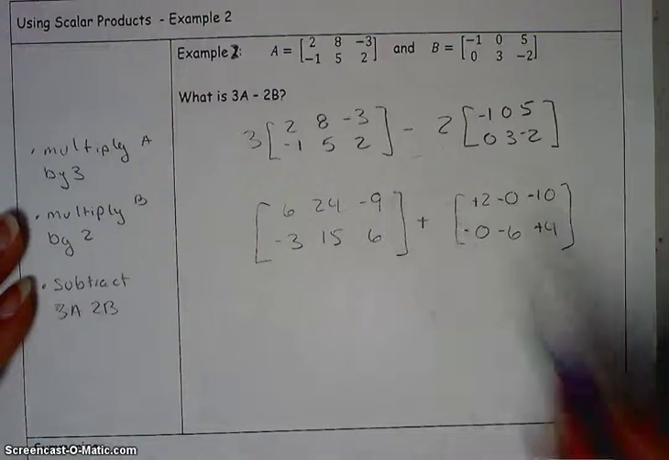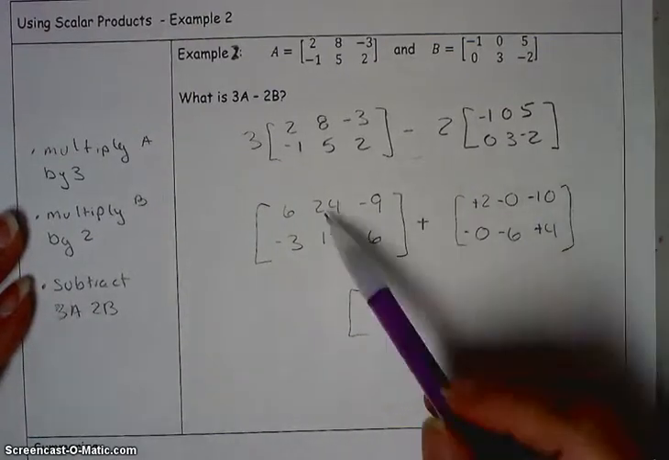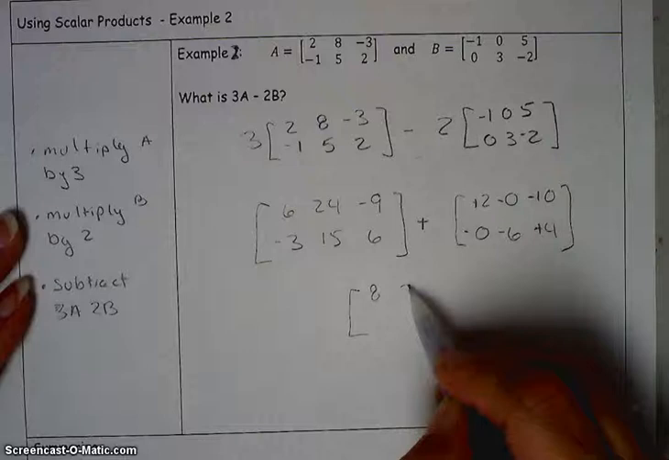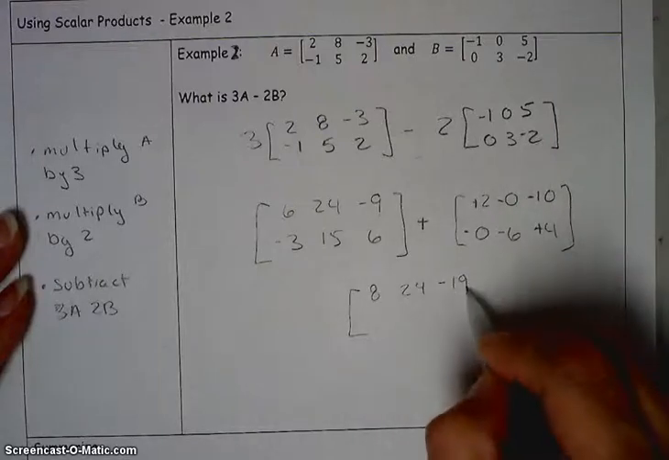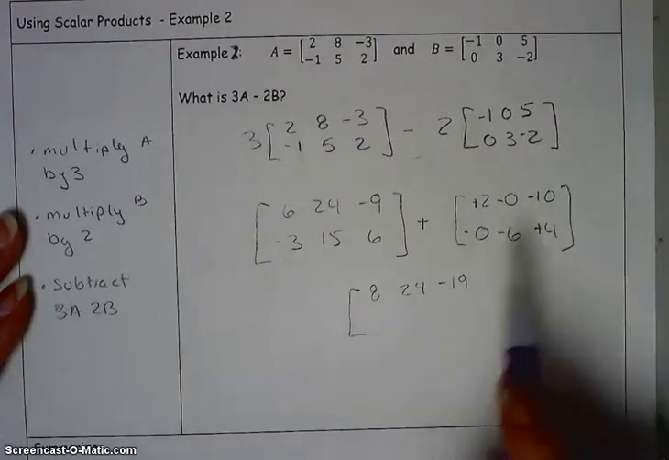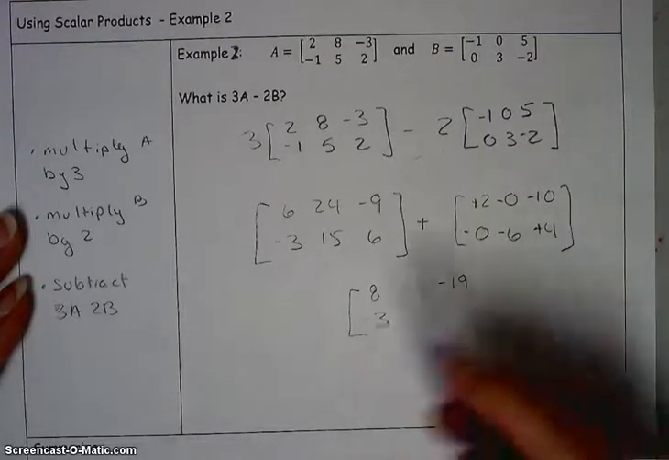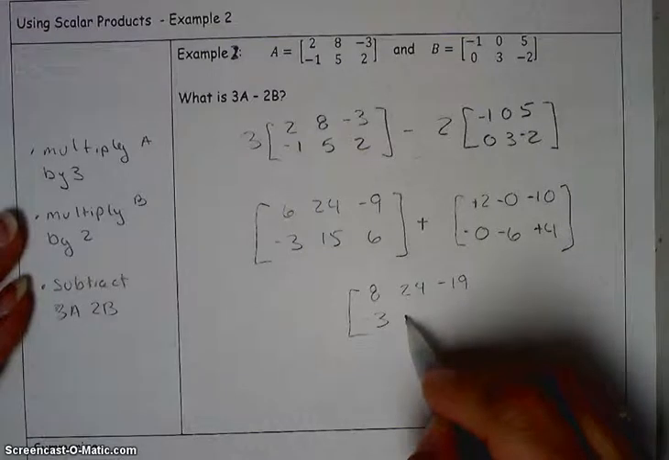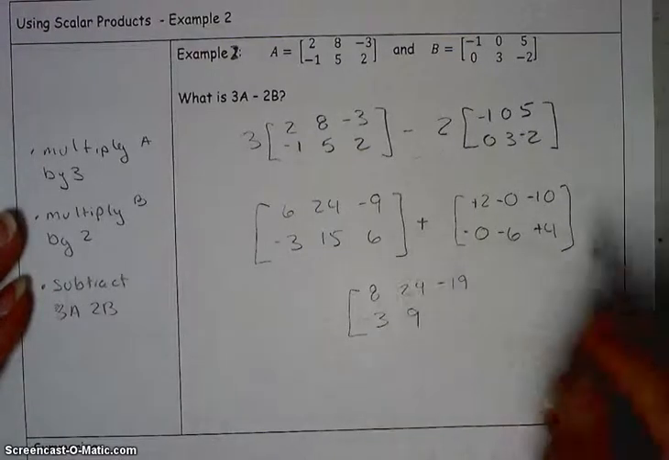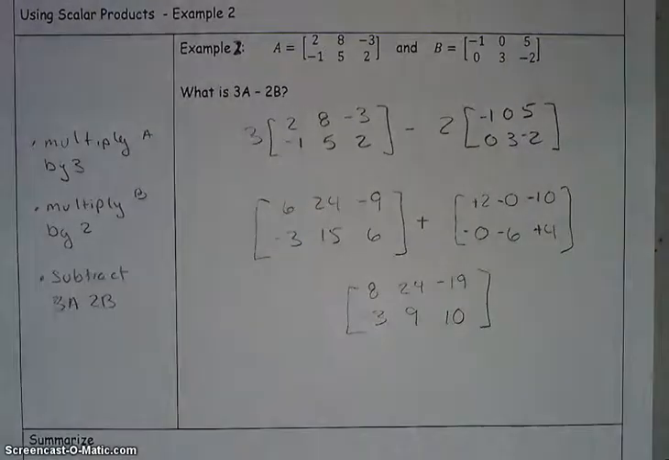So 6 plus 2 would be 8. 24 minus 0 is still 24. Negative 9 plus negative 10 is going to give you negative 19. Negative 3 minus 0 is negative 3. 15 plus negative 6 is positive 9, and then 6 plus 4 is 10. So that is our resulting matrix there.